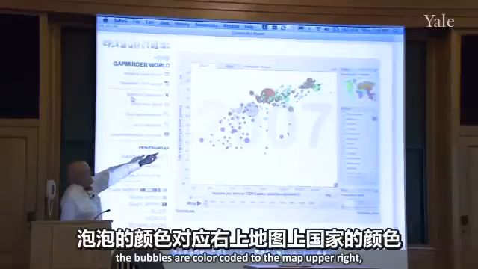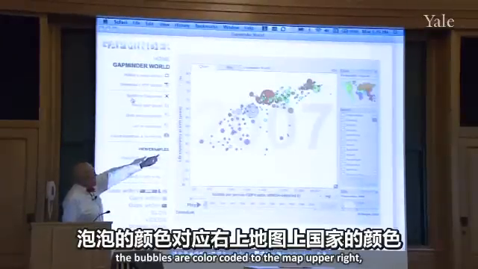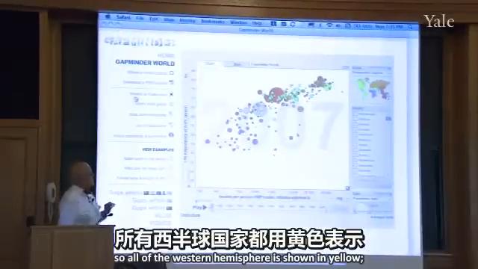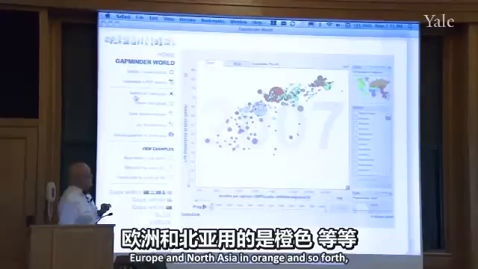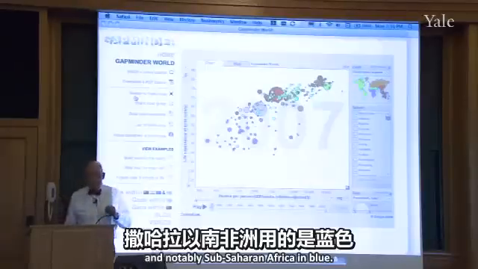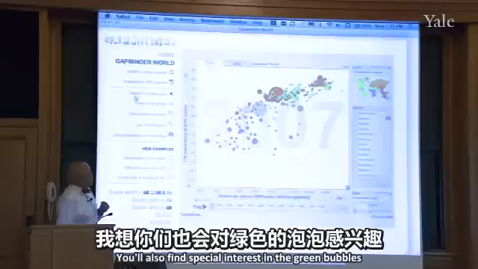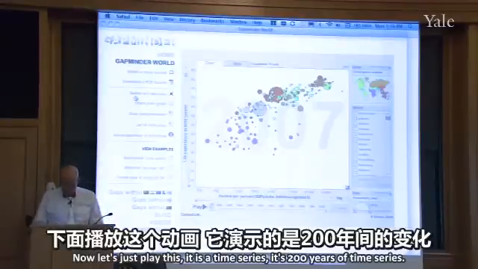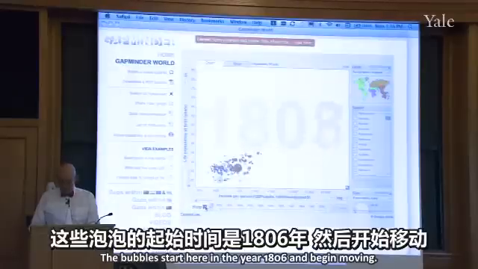The bubbles are color-coded to the map upper right. So all of the Western Hemisphere is shown in yellow, Europe and North Asia in orange, and so forth. And notably, Sub-Saharan Africa in blue. You'll also find special interest in the green bubbles representing the states of the Middle East. Now, let's just play this. It's a time series. It's 200 years of time series. The bubbles start here in the year 1806 and begin moving.